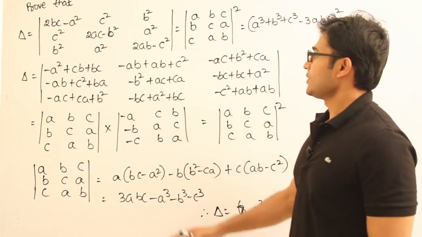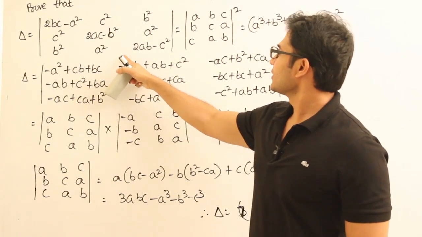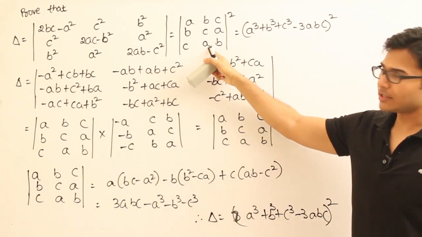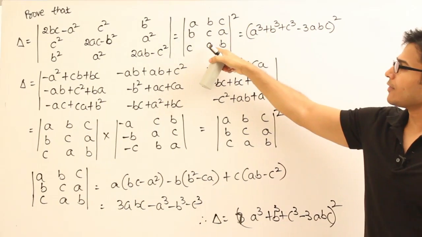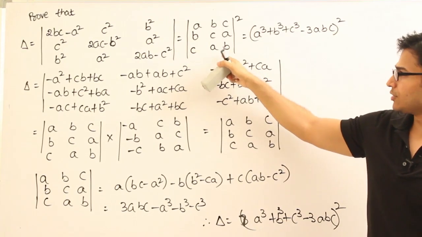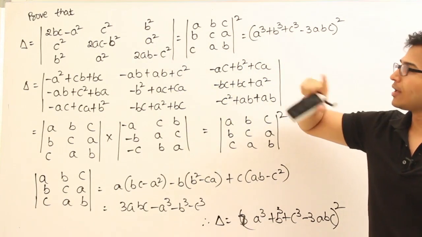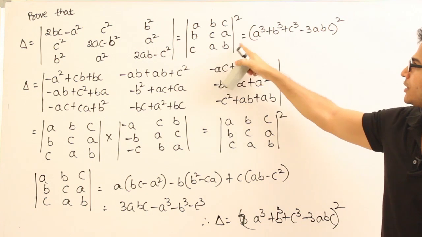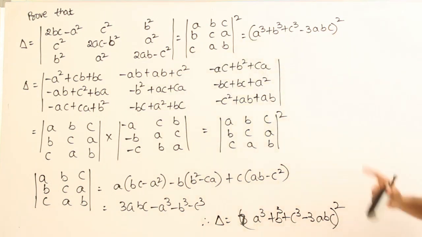See this. We are supposed to show that this determinant is the product of these two determinants, which means a square. These are two determinants because there is a square. And then finally we are supposed to show that the value of this determinant is this one.